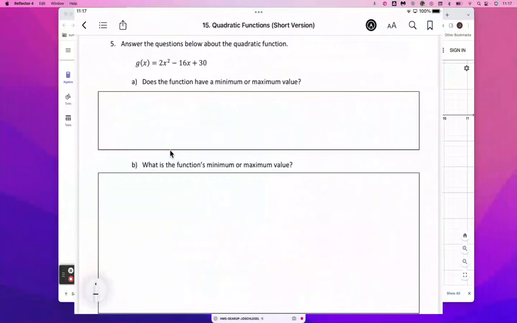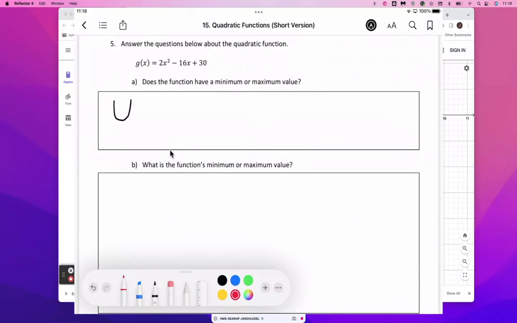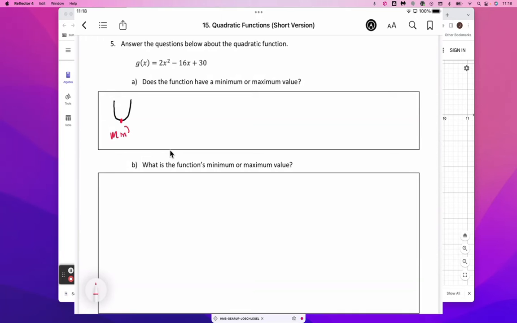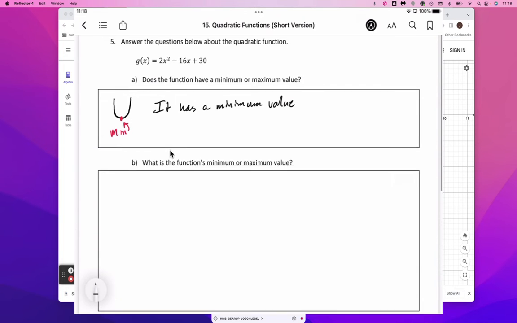So just to get us going, does the function have a maximum or minimum? Again, since its leading term is positive, it is opening upwards like this, which means that it does have a minimum value down there at the bottom. So this function will have a minimum value. There is no maximum, it just keeps going up forever.